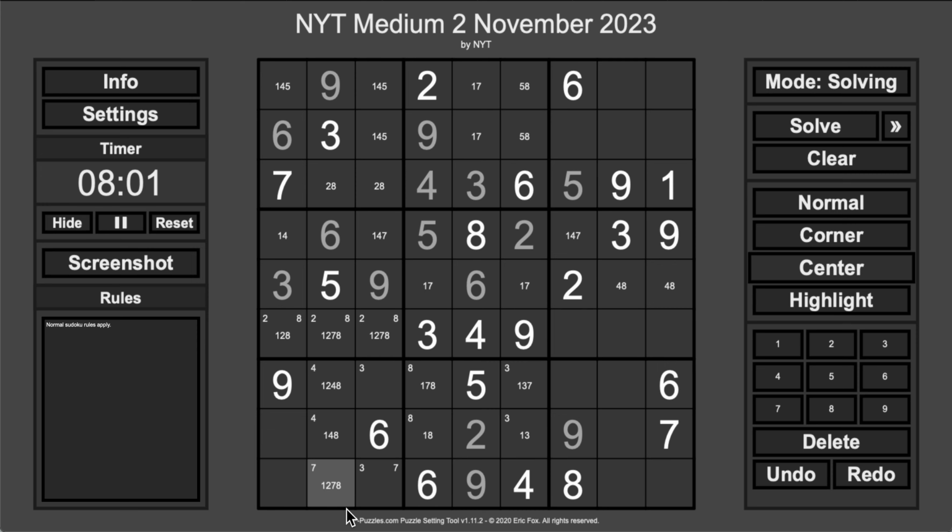This is annoying. 4, 6, 8, 9. Nothing else looking into it from here. So row 9 is 1, 2, 3, 5. 7. Okay, this can't be 3 or 7. This is 1, 2, or 5.